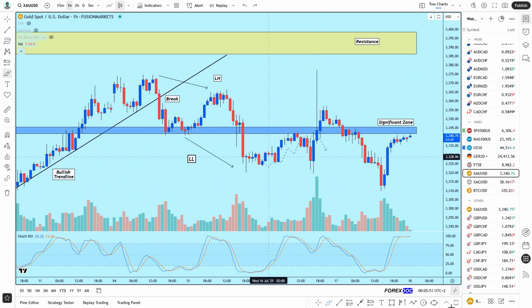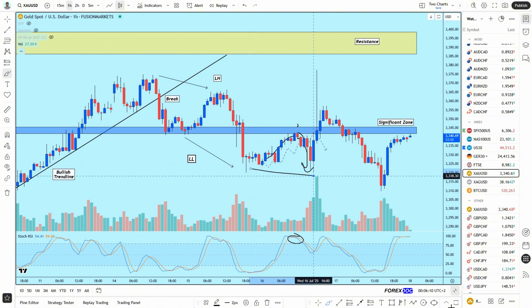Okay traders, so here we can see update on gold. We can see that price formed this slow bullish pullback, and then we can see this bearish reaction, and this is exactly what I wanted. And we also got stochastic RSI, so it was a great opportunity to sell here, put stop loss above this zone and aim for this previous low.